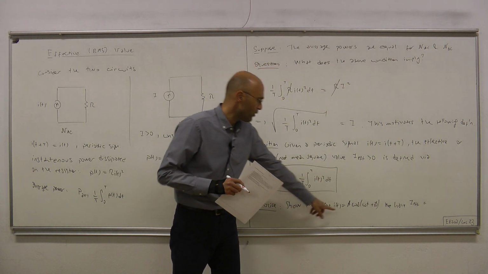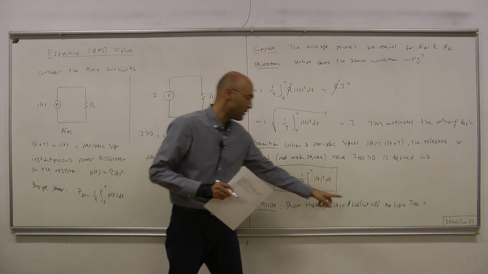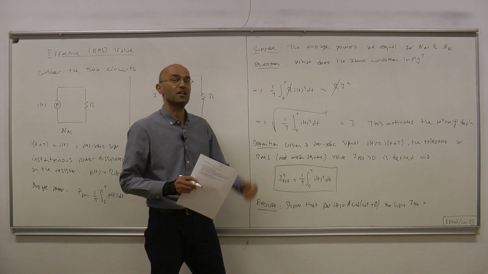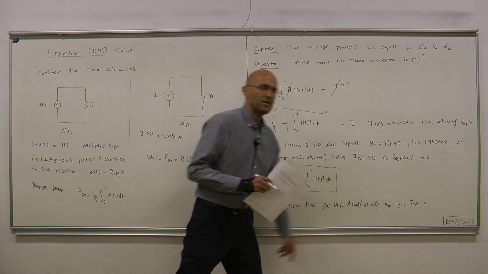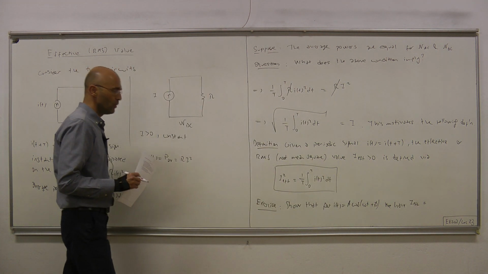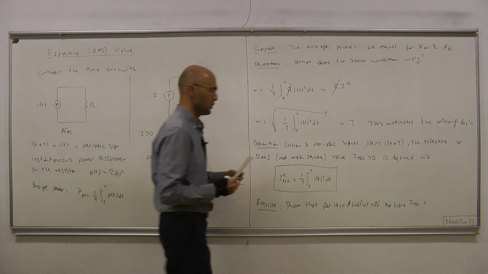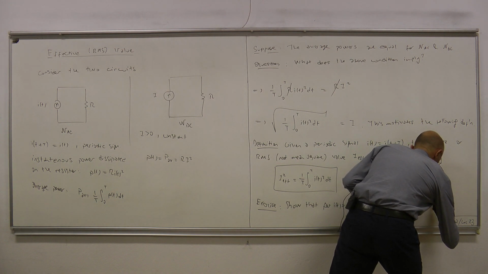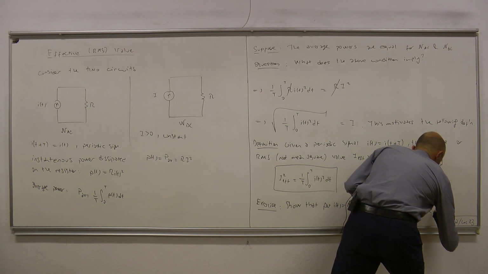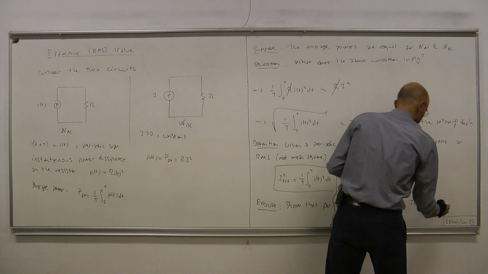Now effective value for a periodic signal does not depend on the frequency of oscillations, does not depend on the phase of the sinusoid, it only depends on the amplitude, okay? And it equals the amplitude divided by square root of 2.